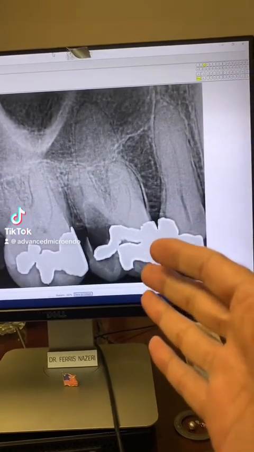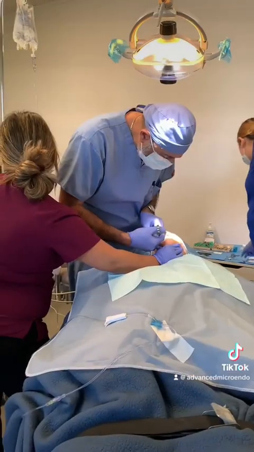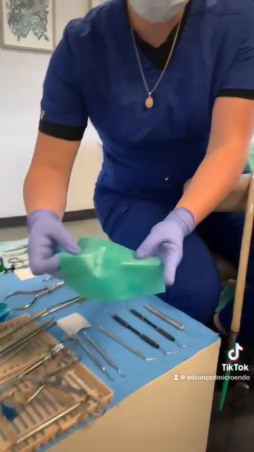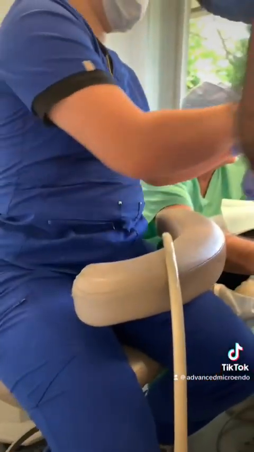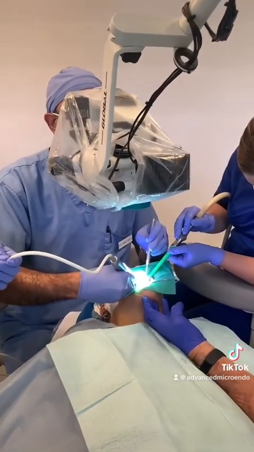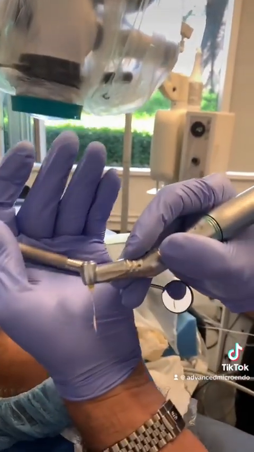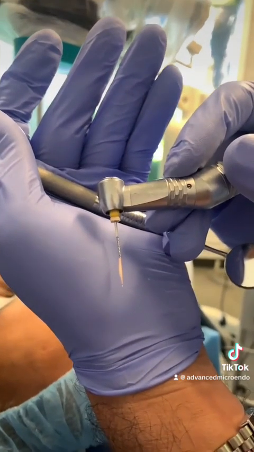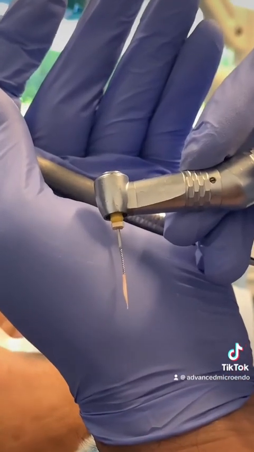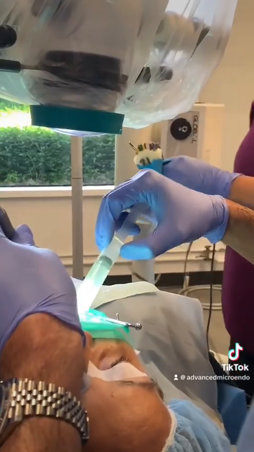RCT of tooth number 3 under IV sedation. Let's go. Palatal canal pulp came out as whole. This vocal is open. I'm going there, please.